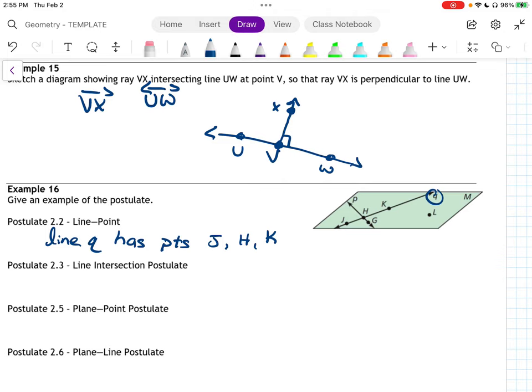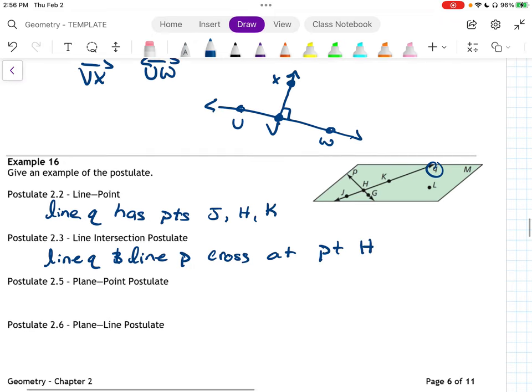Line intersection postulate. Well, line intersection, that means that they intersect at a point. So we'll say line Q and line P cross, or you could say intersect, but cross is shorter to write, cross at, well, they cross at point H. There we go.